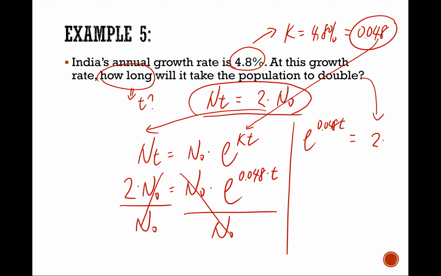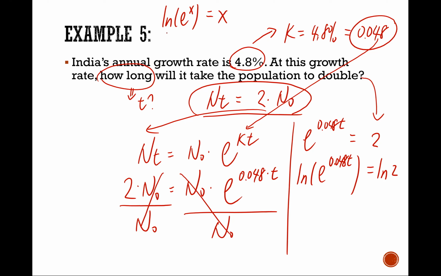In this case, we still try to solve for t. So taking ln of both sides of the equation, we get ln of 2. And we know the general principle that ln of e to the x becomes x.